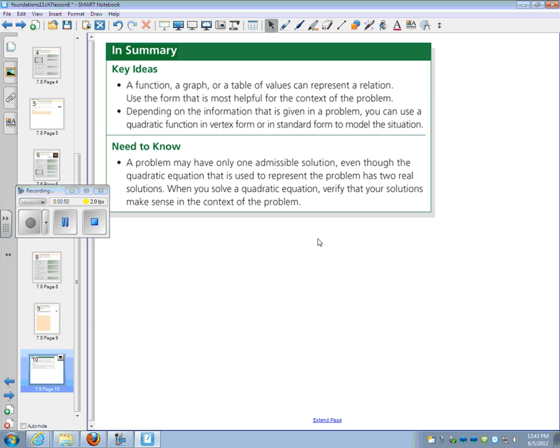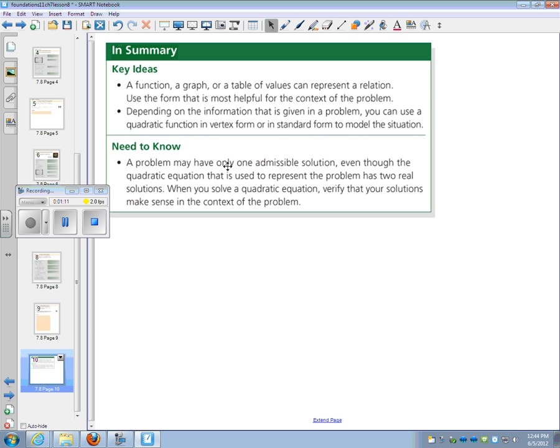Depending on the information that is given in a problem, you can use the quadratic function in vertex form or in standard form to model the situation. So vertex form is y equals (x minus p) squared plus q, or standard form, that's when y equals ax squared plus bx plus c.